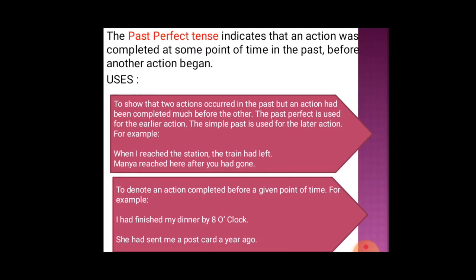Manya reached here after you had gone. So again, Manya reached here is the second action which took place, and you had gone was the first action. Now it is also used to denote an action completed before a given point of time. For example, I had finished my dinner by 8 o'clock. She had sent me a postcard a year ago. Now here the time is given when this action was completed, but it is always in the past.